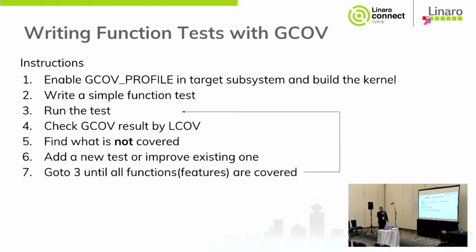enable the GCOV profile and build the kernel, write a simple test case, run the test, and check the GCOV result with GCOV and LCOV. Find what is not covered, and improve or add a new test case and run it. Run this loop until all the functions or features are covered.